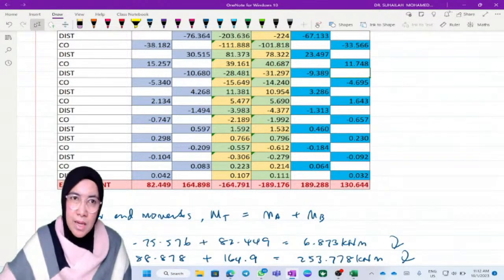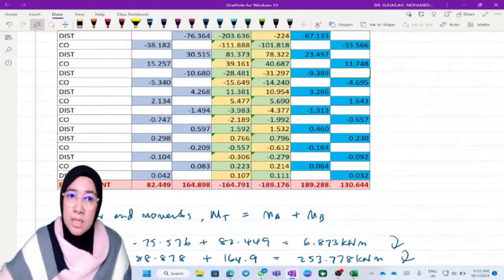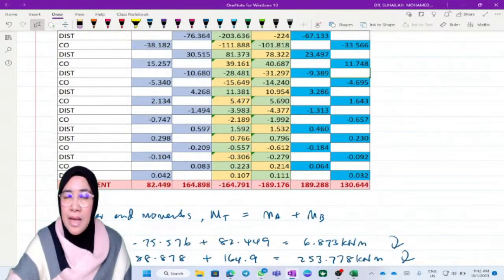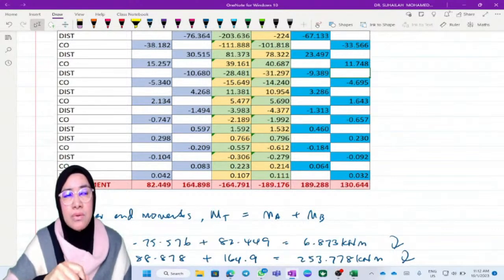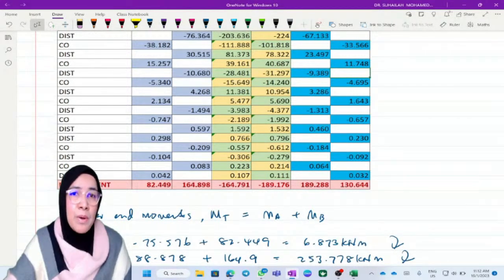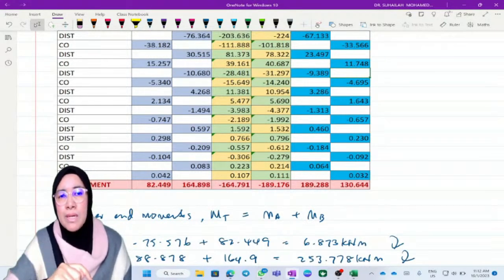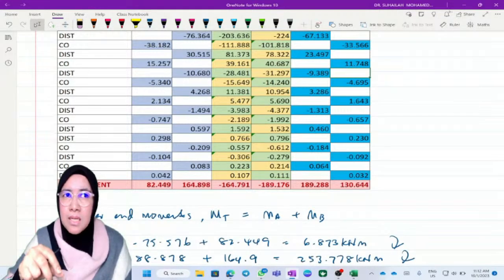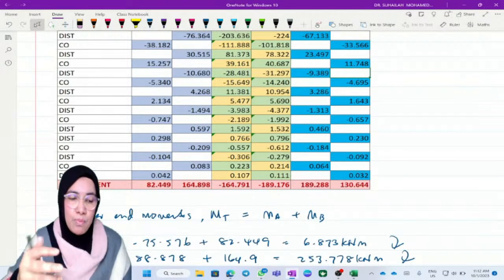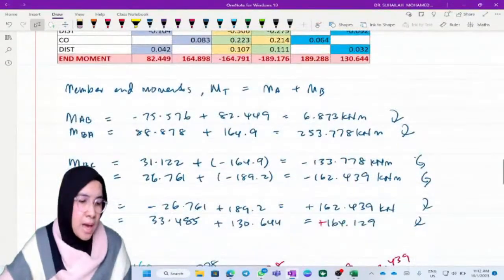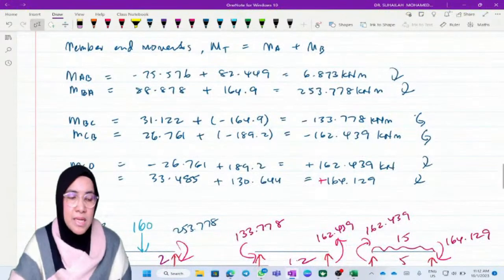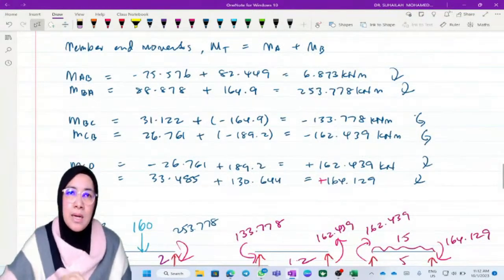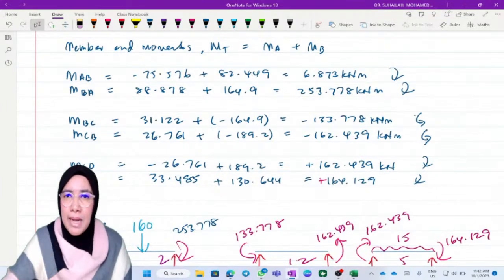Since when settlement occurs, the external loading is still there, we have to add these two. We cannot give the answer just due to support settlement only. When support settlement occurs, we have to add the moment, because the loading is there. That is why I explain this step. For the member end moment, M total, we have to consider part A and part B, so we add them directly.